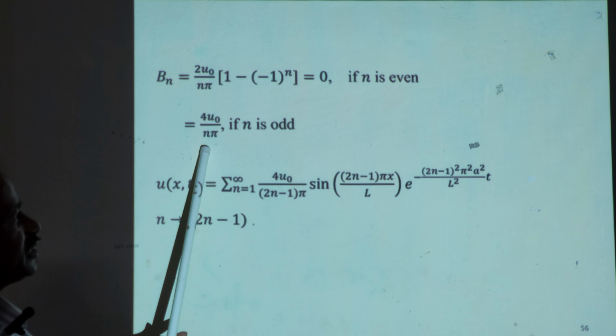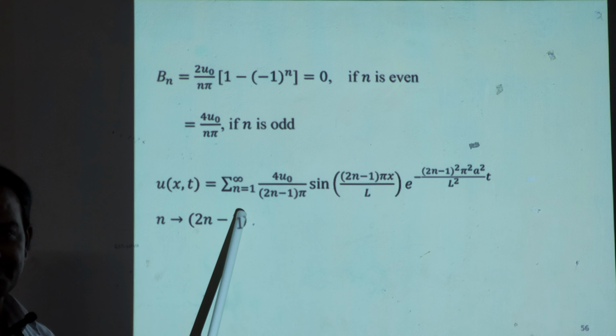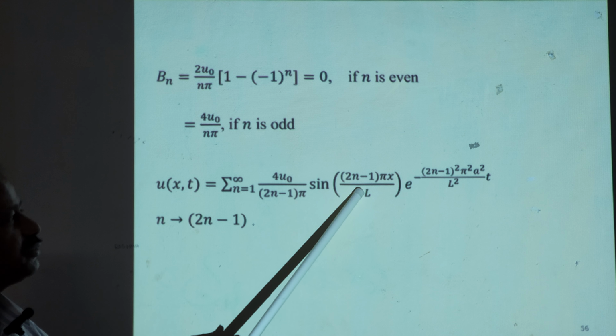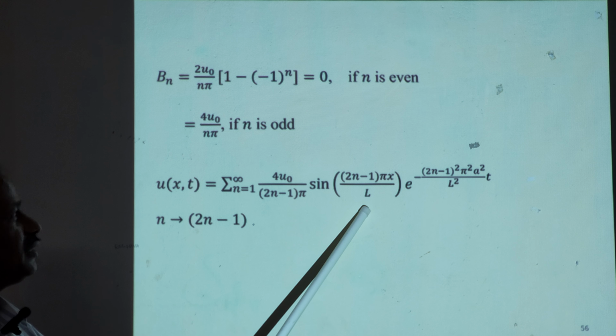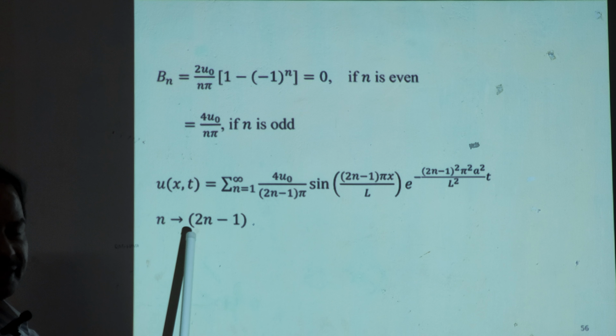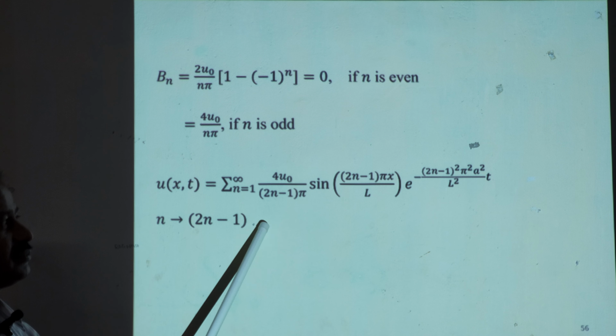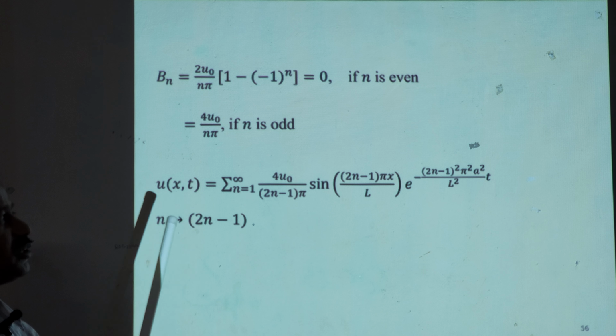Now when n is odd, this is your expression, so instead of bn you have to substitute this. For n odd, you write 2n minus 1. In the general solution, instead of n you write 2n minus 1 times pi x by L. So e to the power minus, instead of n you substitute 2n minus 1, so n squared becomes 2n minus 1 whole squared, and the rest of the expression. So your complete solution is this. This is your heat flow equation for the problem given in the slide.